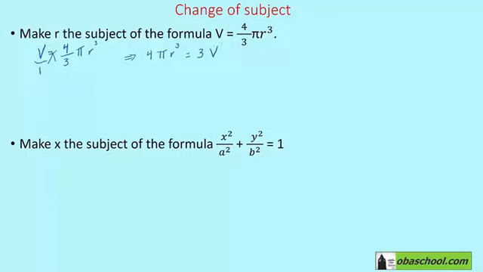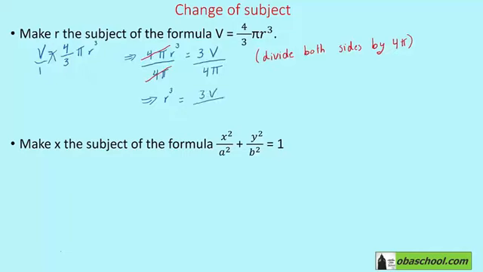Now, the next thing is to get rid of the 4 pi that is right next to the r cubed, and that is done by dividing both sides by 4 pi. So, 4 pi r cubed over 4 pi equals 3V over 4 pi. The 4 pi's next to the r cubed cancel each other, which leaves us with r cubed equals 3V over 4 pi.